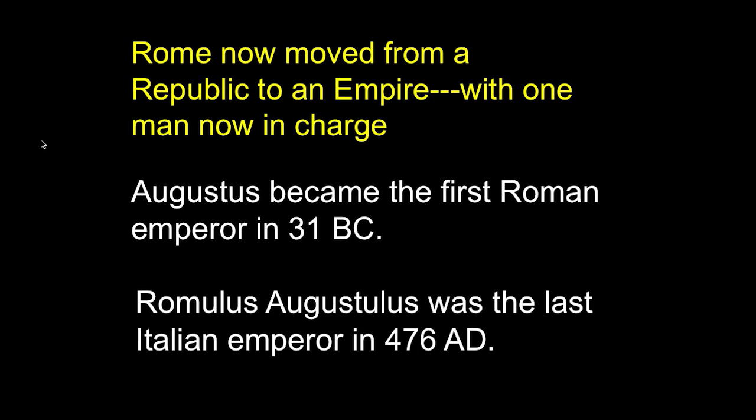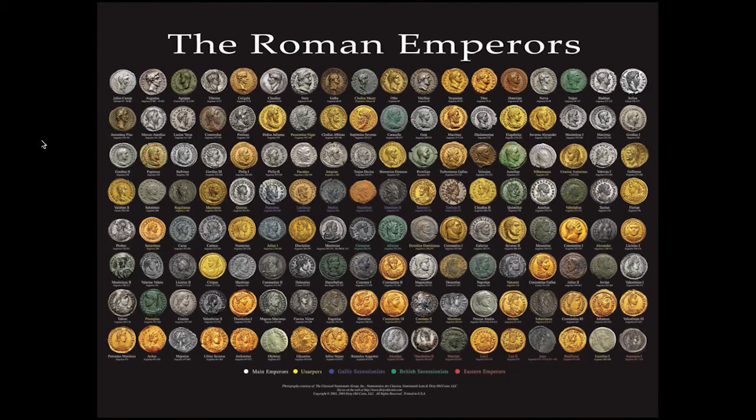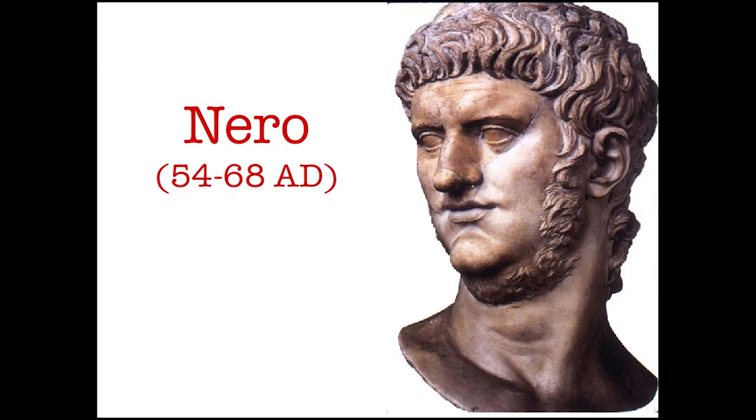Some of them were good, like Augustus. Some of them were good, like Trajan, and Hadrian, and Marcus Aurelius. There were a lot of Roman emperors. They all put their faces on coins, just like Julius Caesar did. Julius Caesar is the first one to do it. Then you got Augustus, and then it goes all the way down here. This is 500 years of emperors. Like I mentioned, some of them were good, but a lot of them were bad. Nero was one of the bad ones.